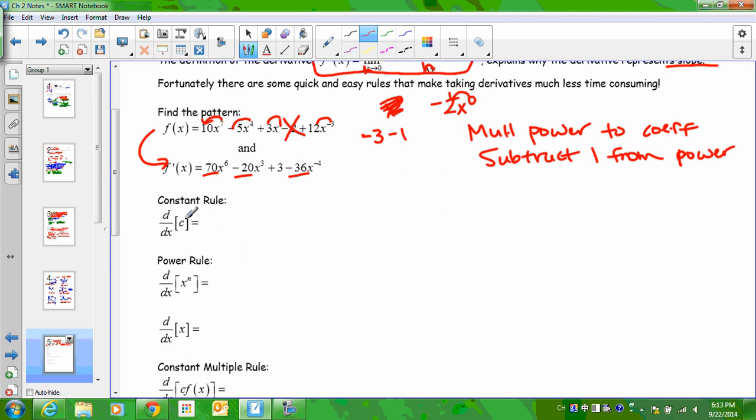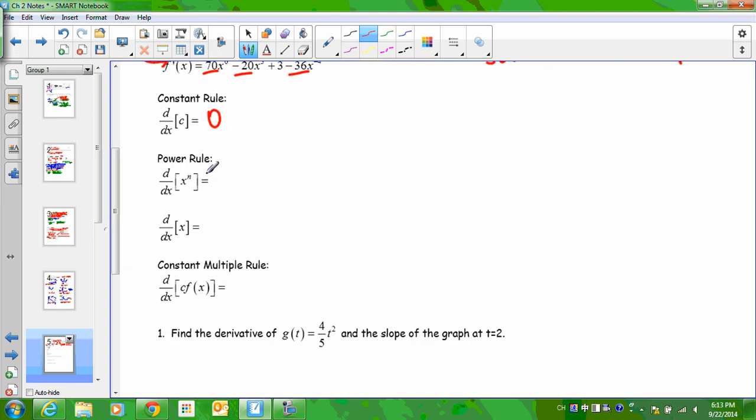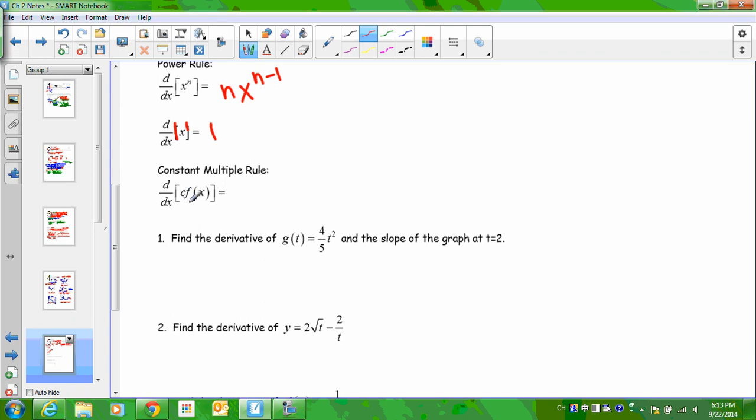Okay, so the constant rule. If we're taking the derivative of a constant, like how we did negative 2, that gives us 0. In general, the power rule is going to be n x to the n minus 1. The n goes to the front. The power is lessened by 1. The derivative of just x is 1, because if you think about it, this is 1x to the 1. If we use the power rule, we could do it. Then we have this nifty little rule saying if we have a number in here, we can actually move it to the front. So it's going to be c times, and then you just do the derivative of the rest.